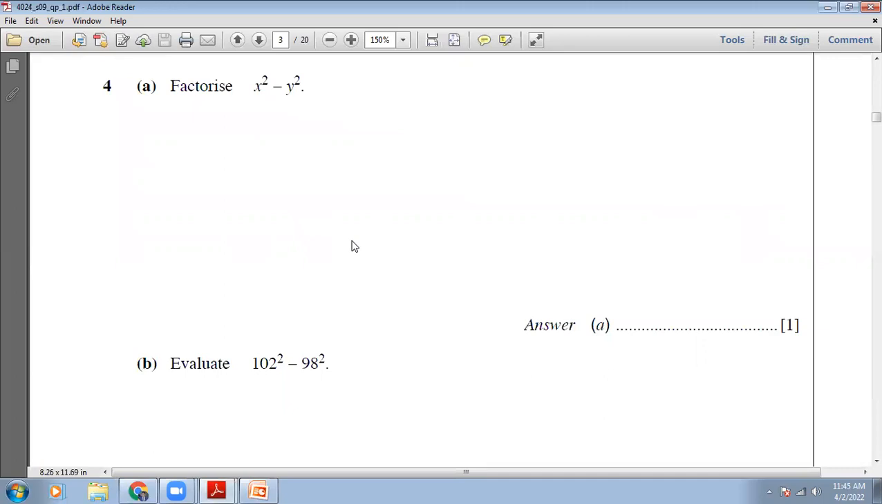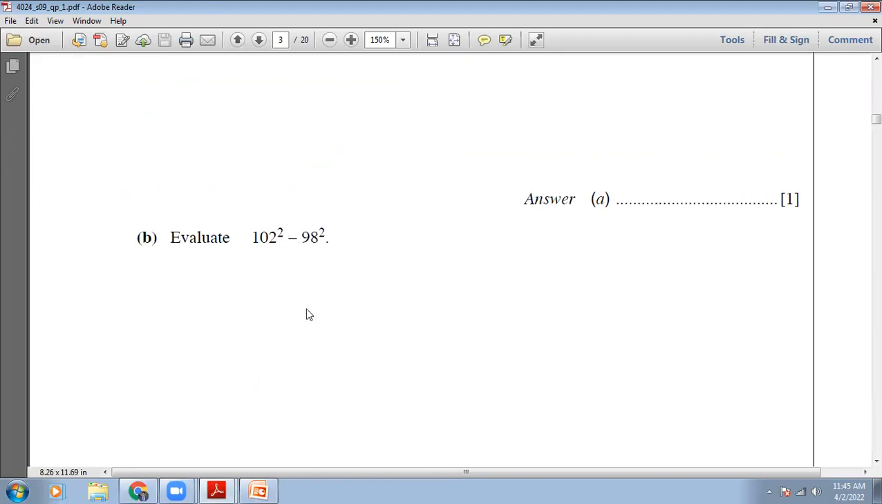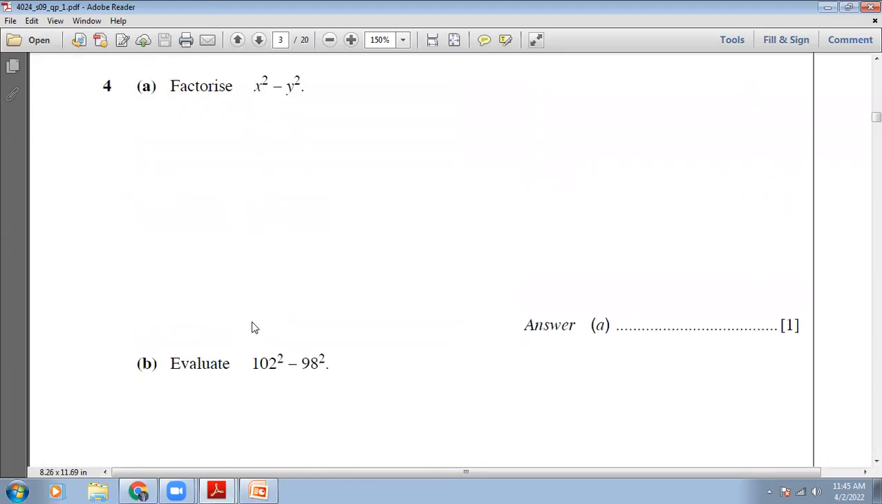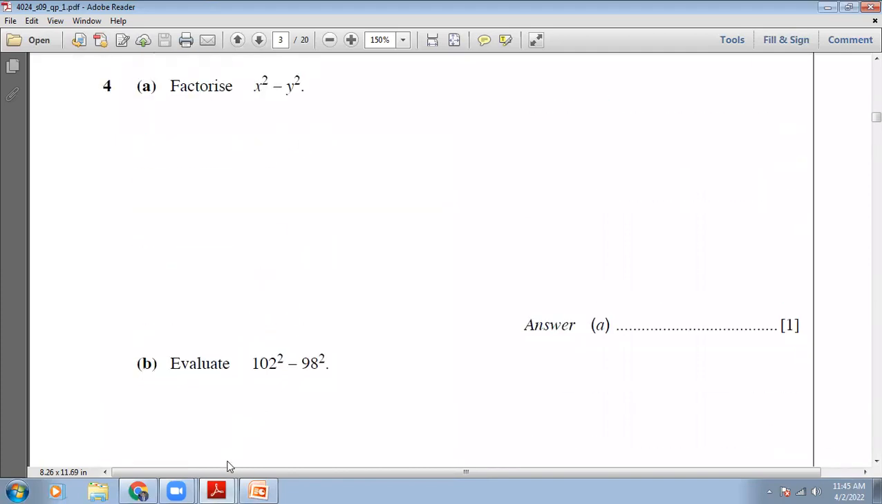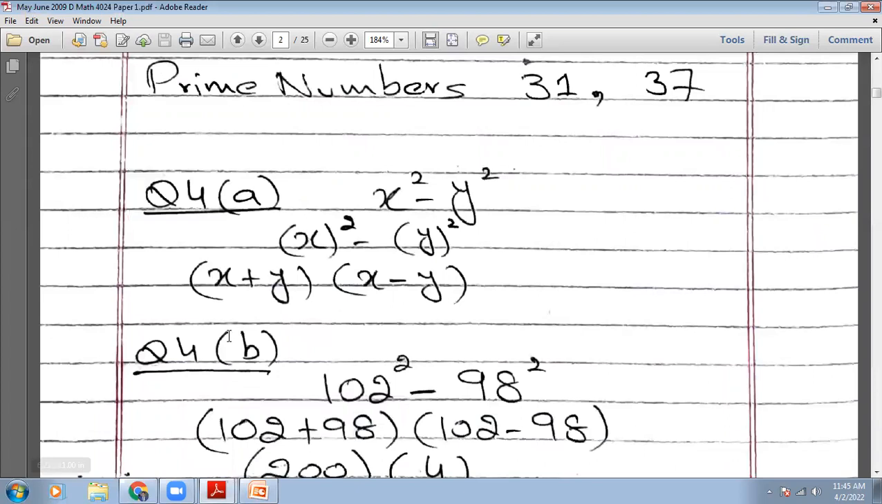Question number 4, A part, he says x square minus y square. We have to factorize it. And the B part is 102 square minus 98 square. We have to evaluate it. It's a 1 mark question. Okay, so a very simple and straightforward question.